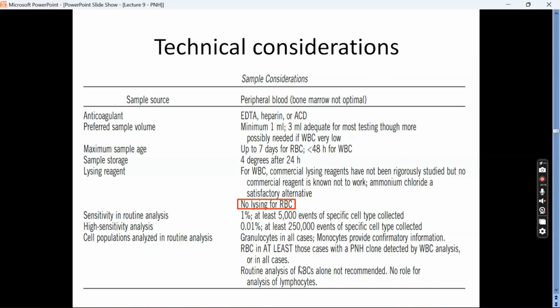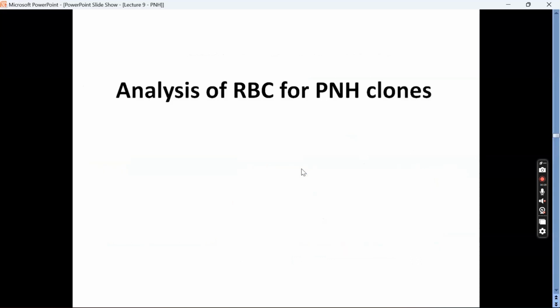Is that clear? Okay, so these are some of the technical considerations you should bear in mind when you are doing a PNH assay. Okay, so is that clear? Any doubts? You can ask your doubts.